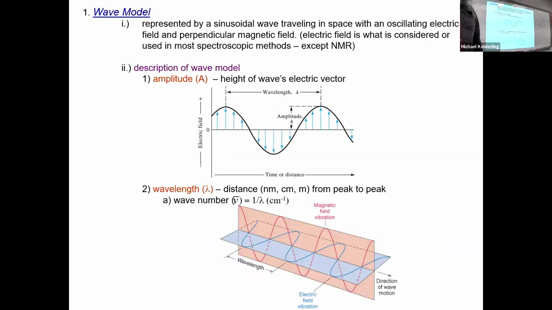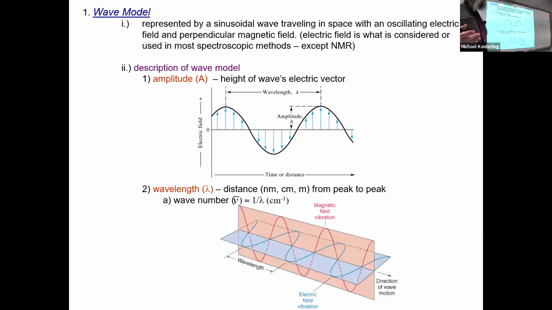The wave model of light is represented by a sinusoidal wave that's traveling in space with an oscillating electric field and a perpendicular magnetic field. In most spectroscopic methods, what's interacting is the electric field. The exception is NMR, where what's interacting is the magnetic field. And we can describe a wave. The amplitude is the height of the wave's electric vector. The wavelength is the distance in nanometers, centimeters, or meters from peak to peak.